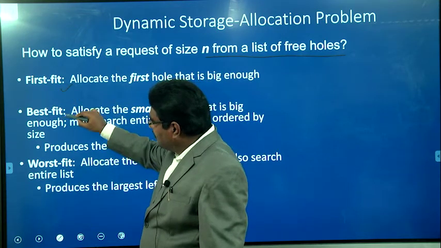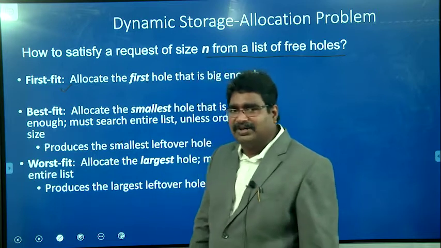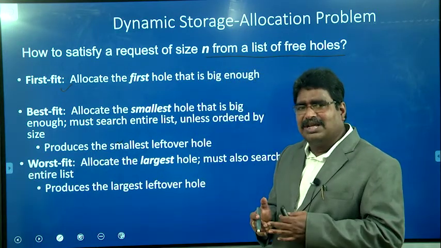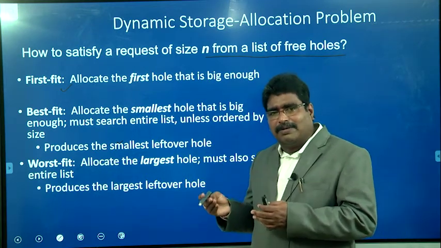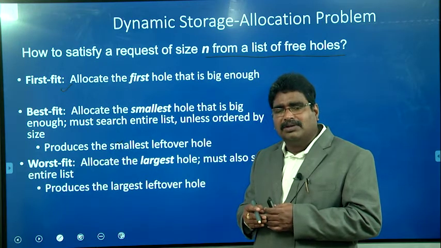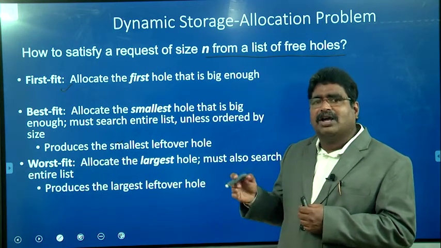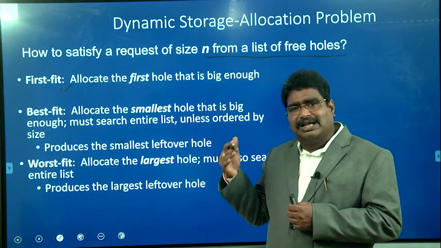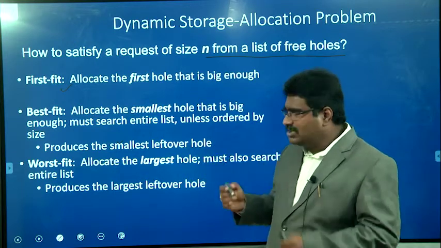The second one is the best fit, and the third one is the worst fit. So the first fit, the name itself indicates that if n number of processes arrive, its size is n MB, and there are m number of free holes available. In those free holes, first we need to identify how many free holes have a size greater than or equal to the required size.